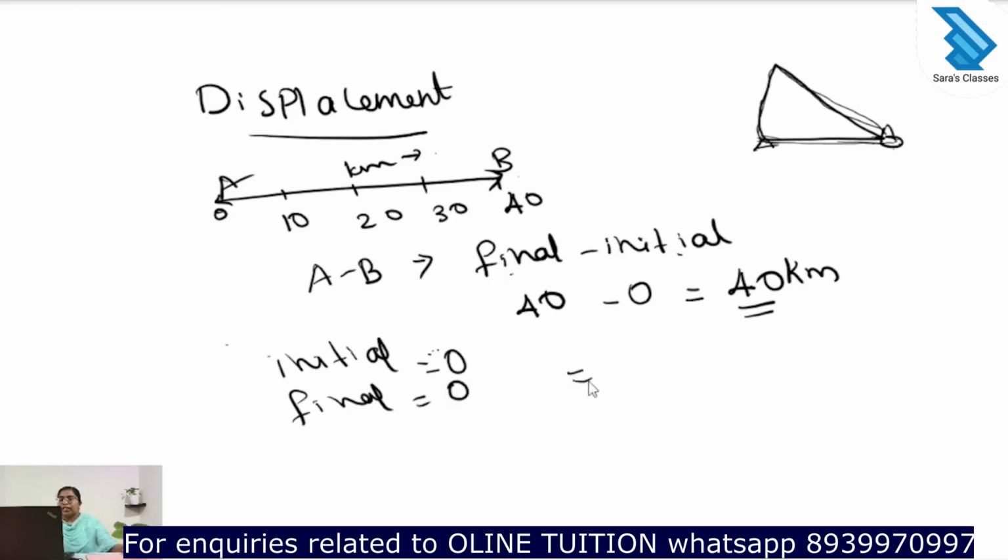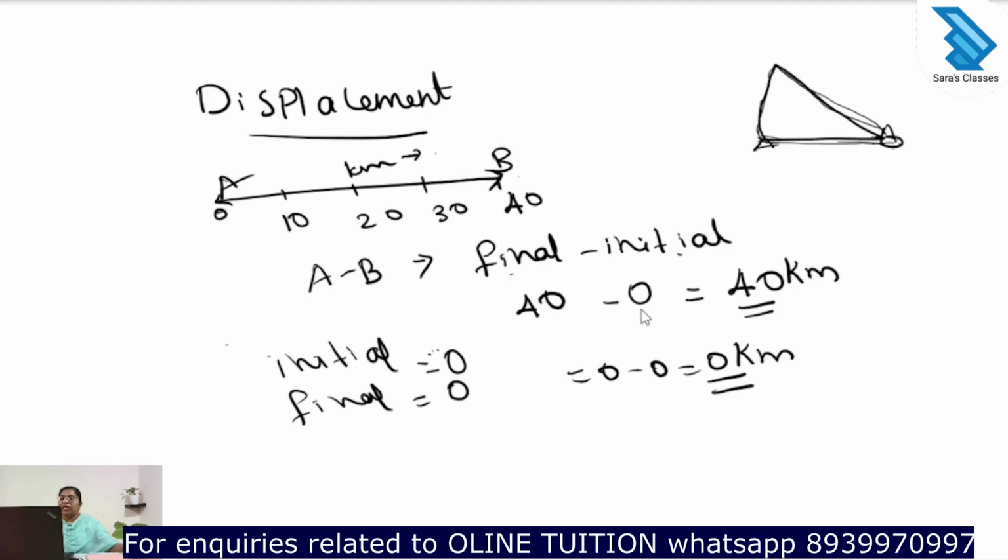So what is the displacement here? 0 minus 0, it is 0. So in this case, when the object starts from A to B and reaches again from B to A, the displacement of this object is 0.